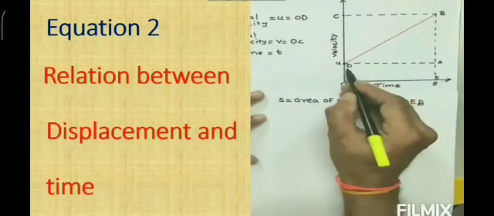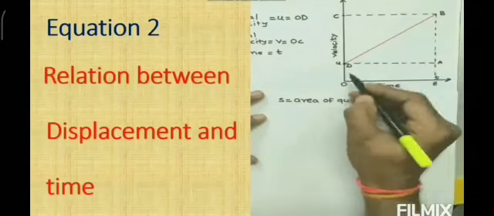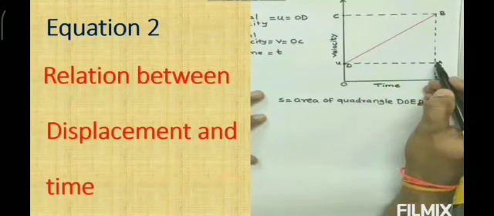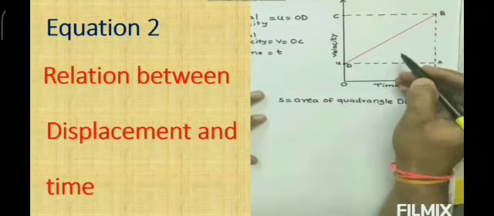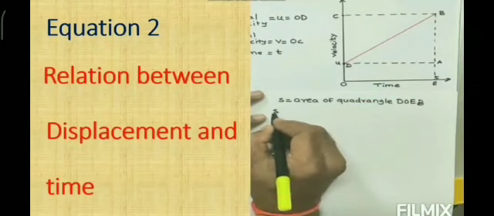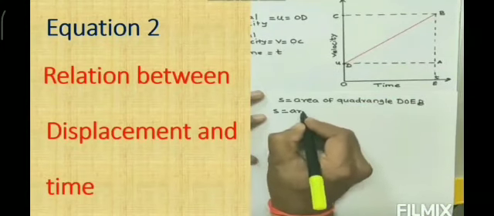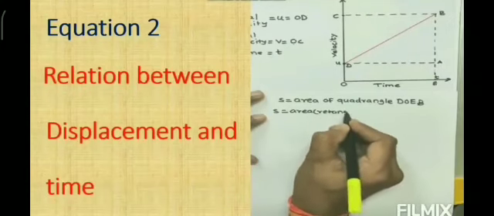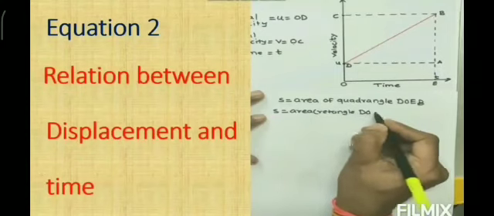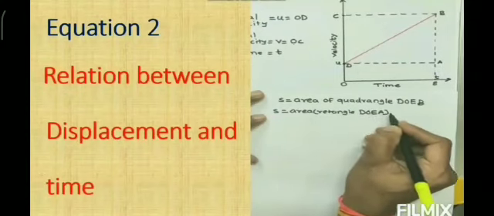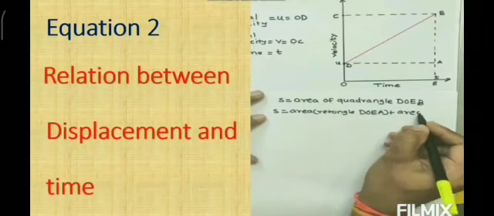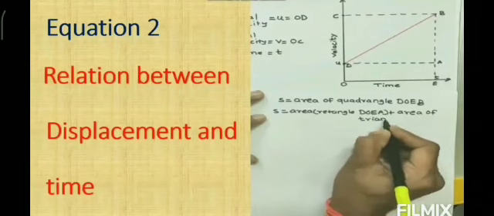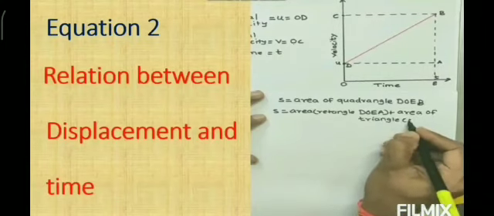Now we can see the quadrangle DOEB has two parts. First is the rectangle DOEA and second is the triangle DAB. That is why we can write it as S is equal to area of rectangle DOEA plus area of triangle DAB.